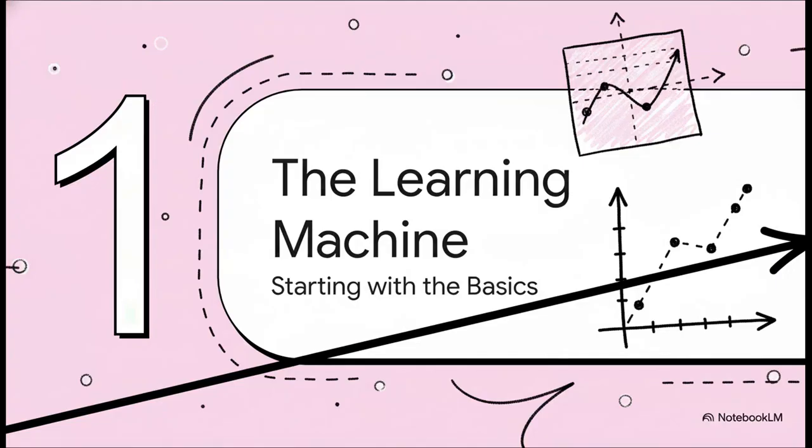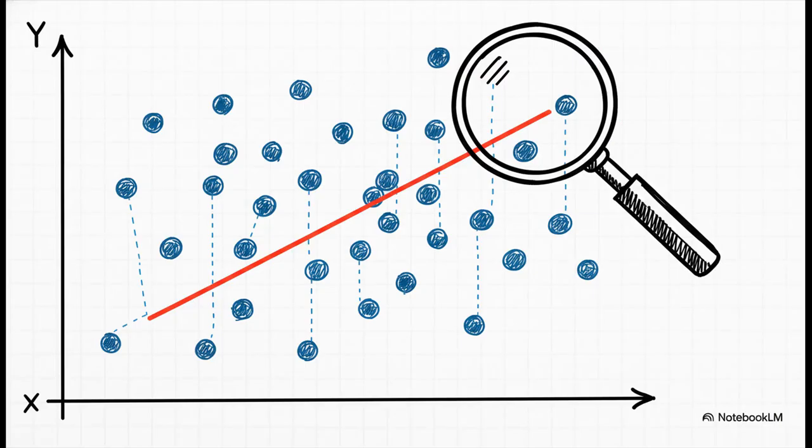Okay, so let's see what this looks like in the real world. We're going to start with the absolute basics. I'm talking about the simplest task you can imagine, just trying to draw a straight line. So picture a bunch of data points just scattered on a graph, right? The job of a really basic model, something called linear regression, is to look at all those dots and find the one single straight line that best cuts through them, the one that really captures the trend and gets as close as it can to all those points.